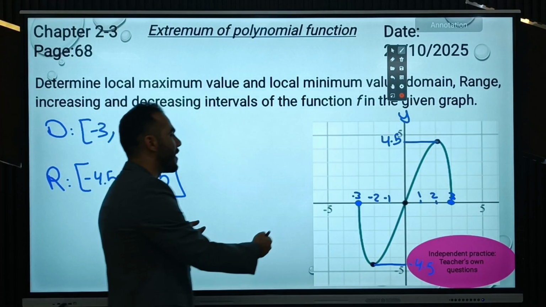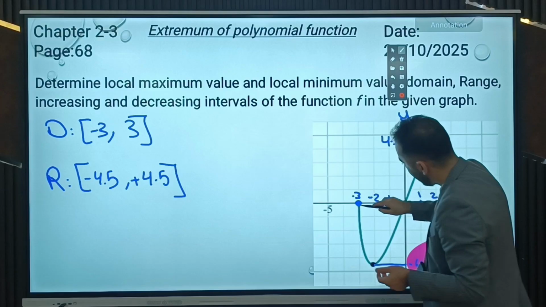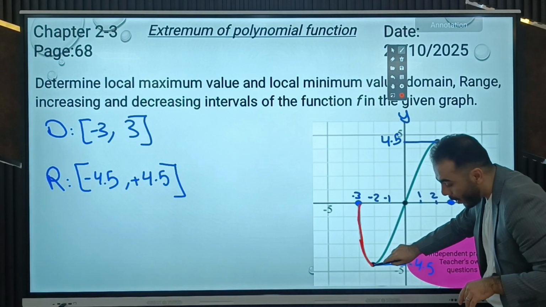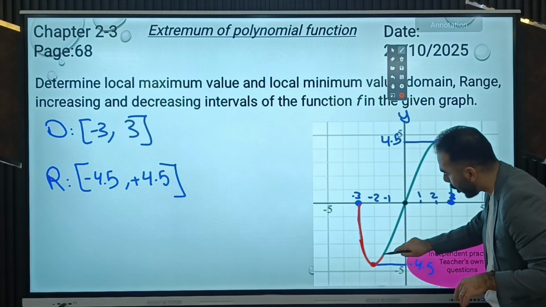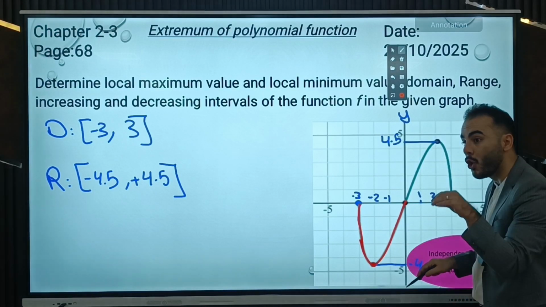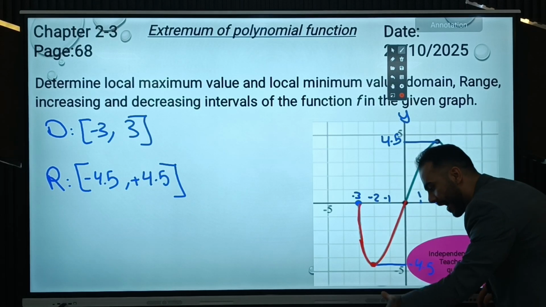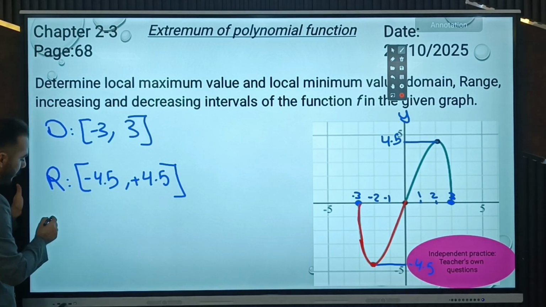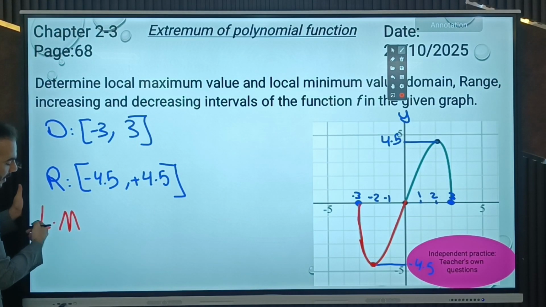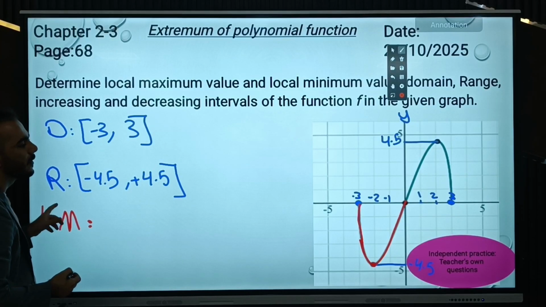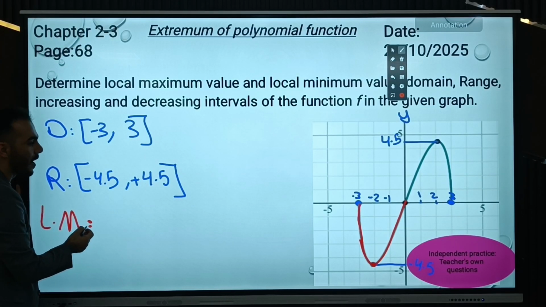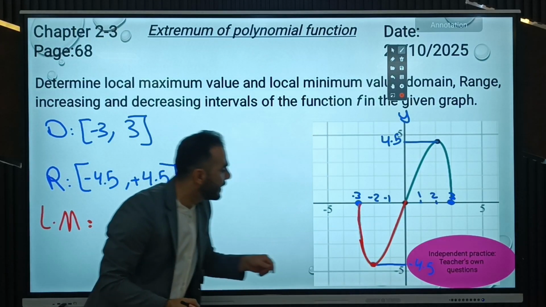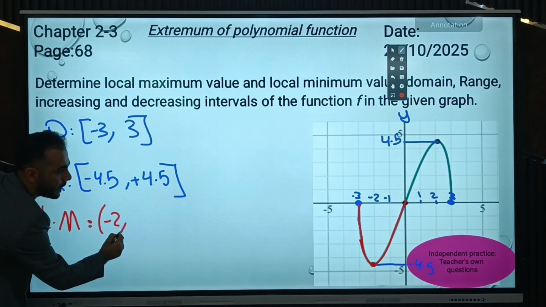This one from left to right again, it's moving downward, and in that point it changes the direction, goes up. So it is the definition of local minimum, because it goes down and goes up. Go back to the definition of local minimum. I will write LM instead of writing local minimum. So the point of local minimum is that point, which is negative 2 and negative 4.5. That is the point of local minimum.